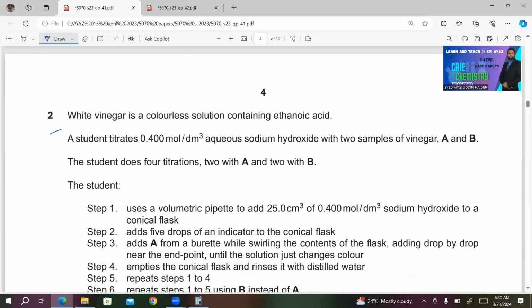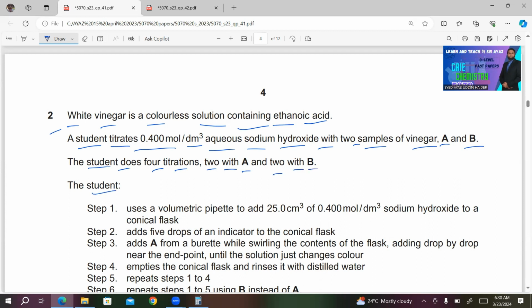Question number 2. White vinegar is a colorless solution containing ethanoic acid. A student titrates 0.4 mole per dm cube aqueous sodium hydroxide with 2 samples of vinegar, A and B. The student does 4 titrations, 2 with A and 2 with B.